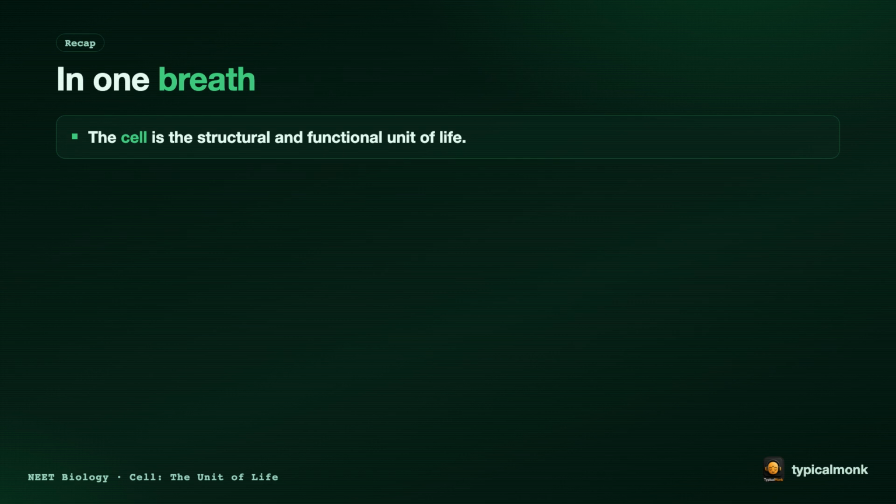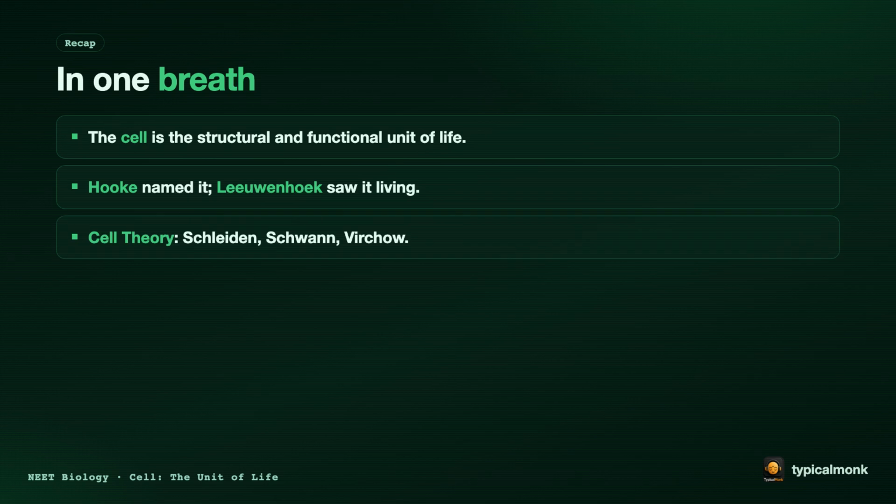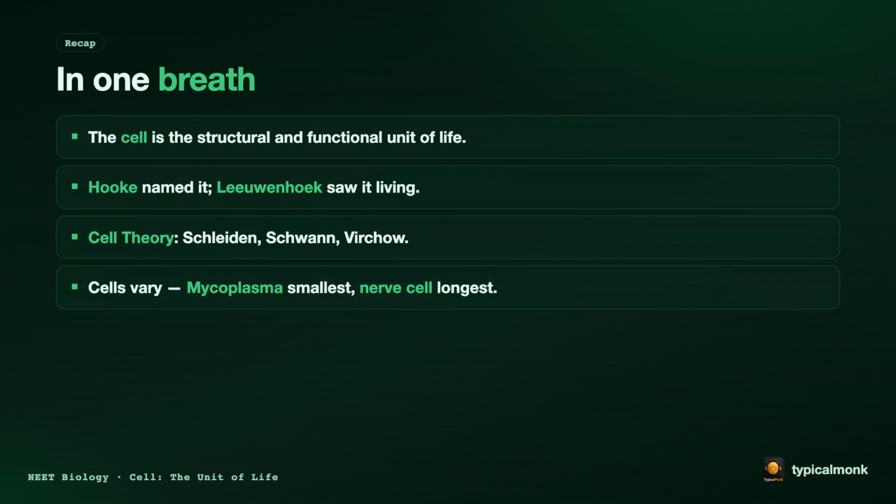Let's gather it all in one breath. The cell is the structural and functional unit of life. Hooke named it. Leeuwenhoek saw it living. The cell theory, Schleiden, Schwann, and Virchow. Mycoplasma, the smallest, the nerve cell, the longest. And there are two kinds, prokaryotic and eukaryotic.